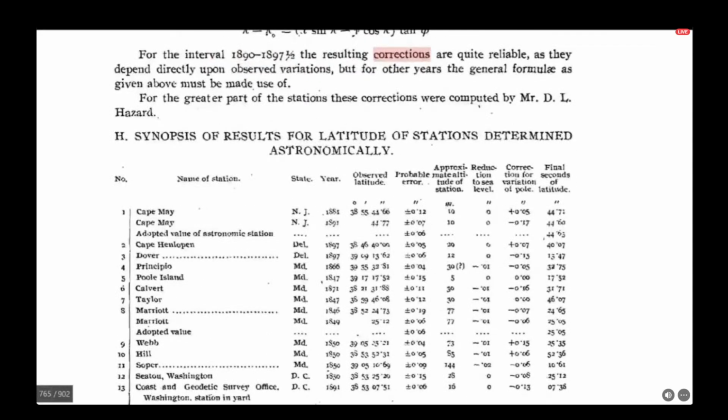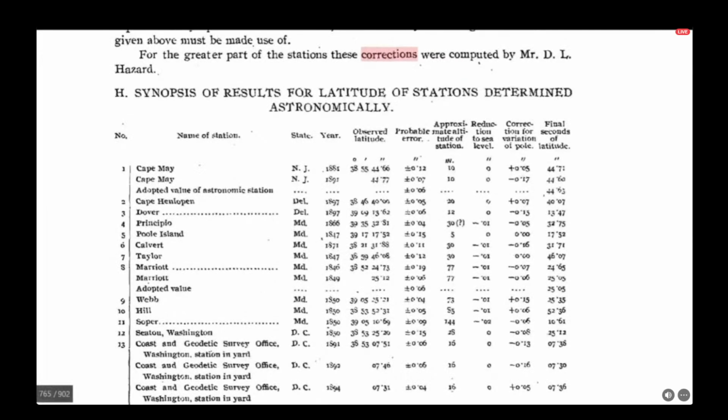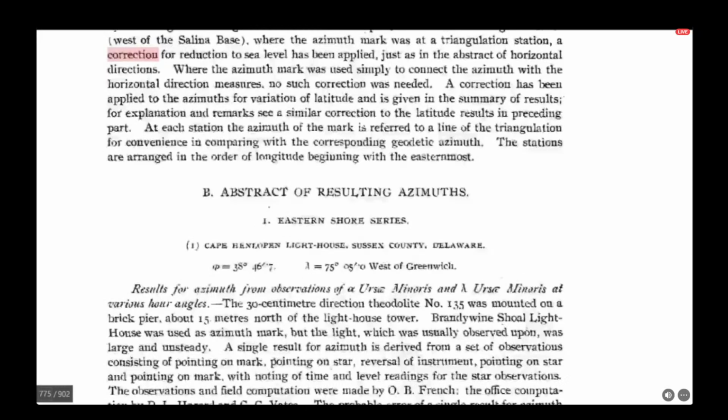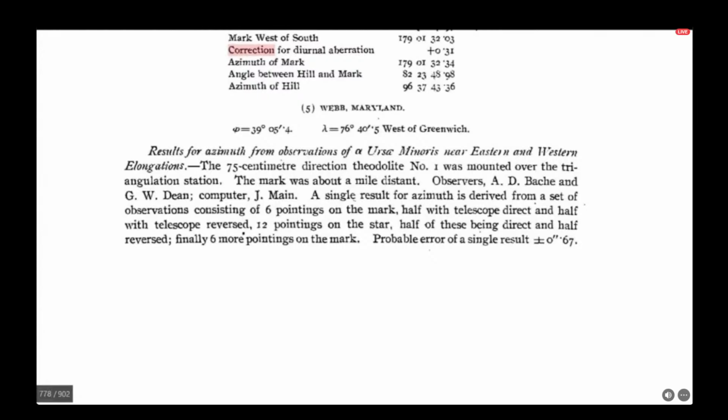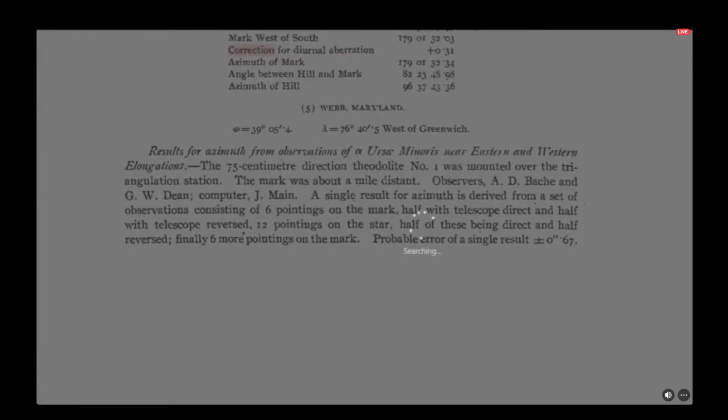The resulting corrections are quite reliable, as they depend directly upon the observations. So, observed latitude, your error rate, what you should correct it to, so that we can give you our correction for the spherical coordinate adjusted latitude. This is insane. The abstract of resulting azimuth. So literally everything is tied to the coordinate system. They correct way more than they measure. Continuously recorrecting back to the spherical coordinate system.